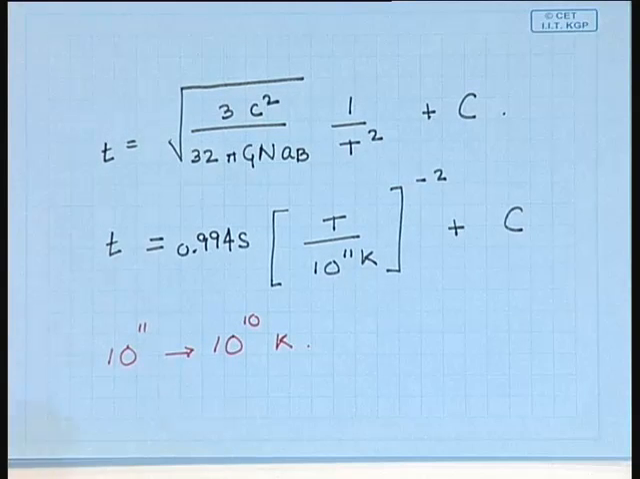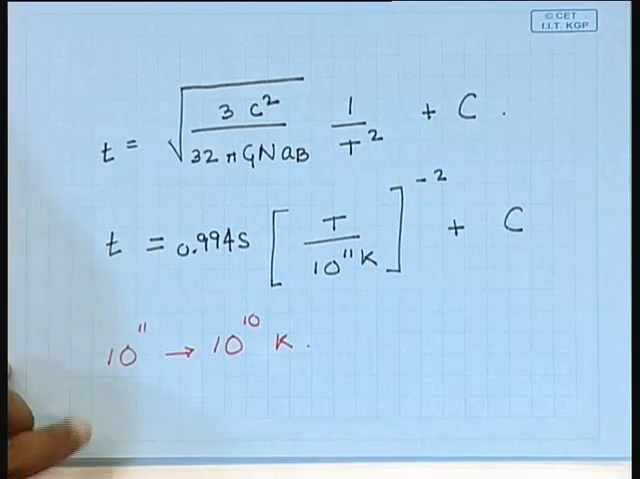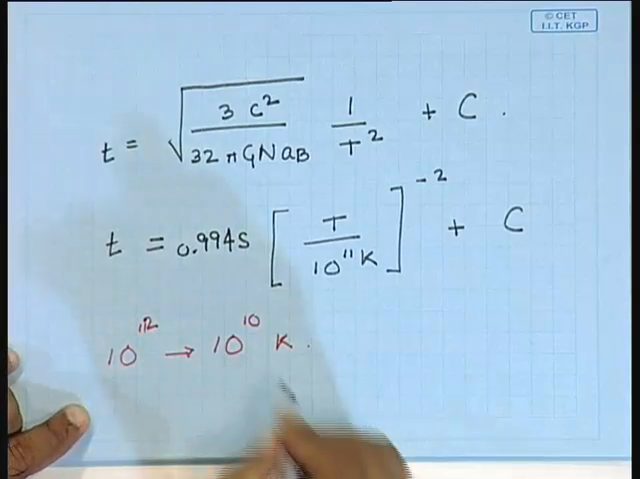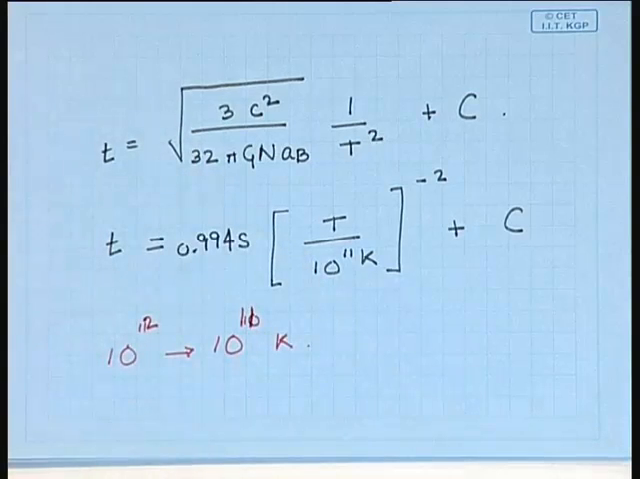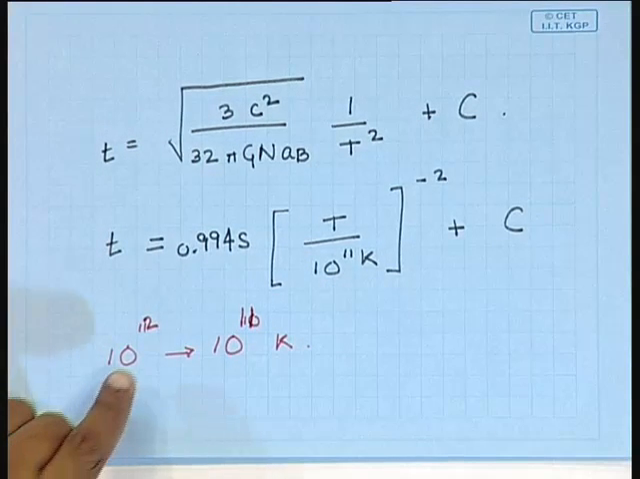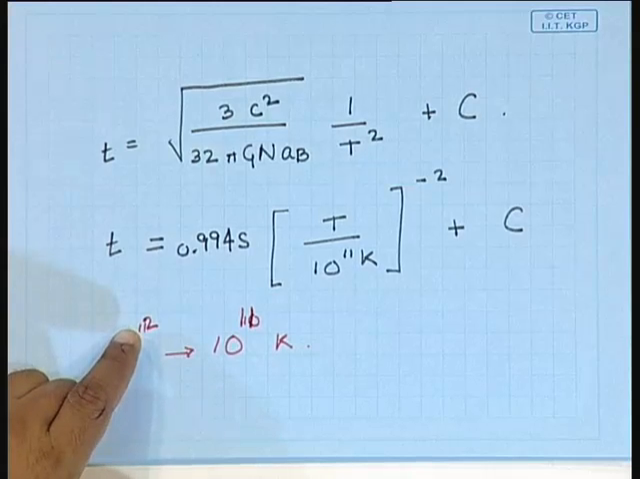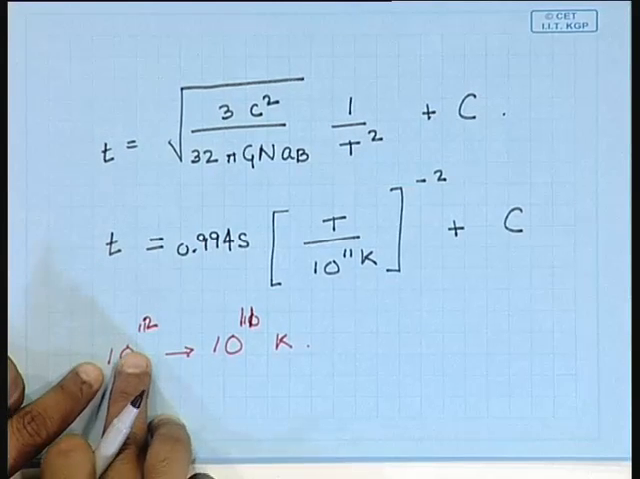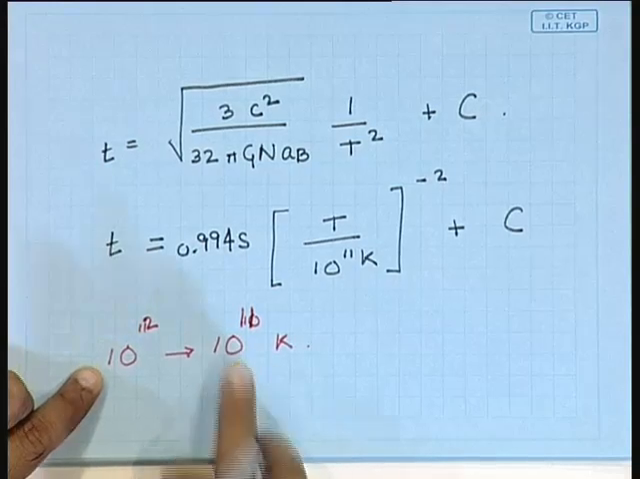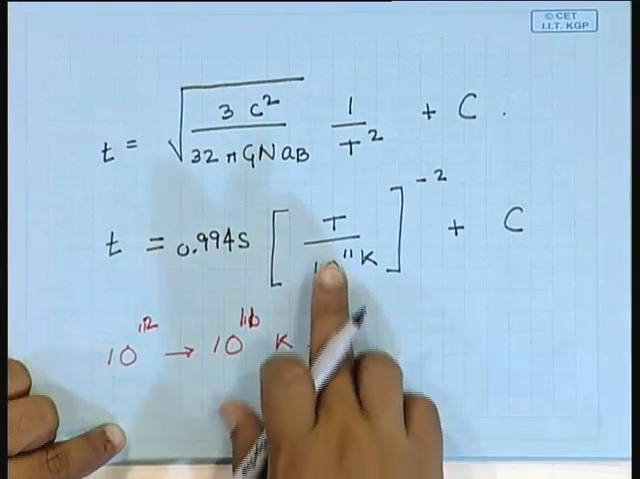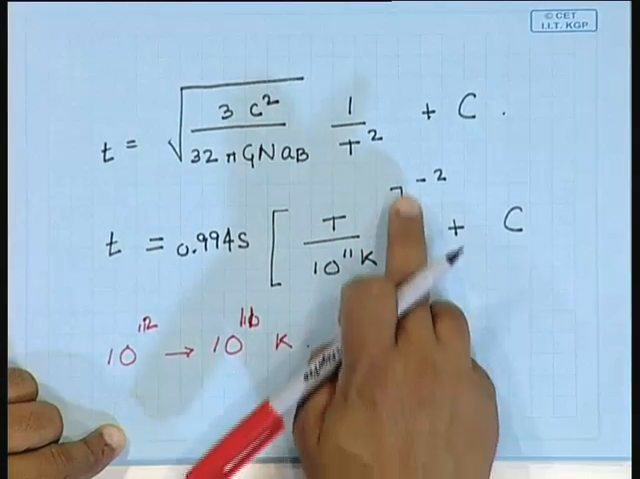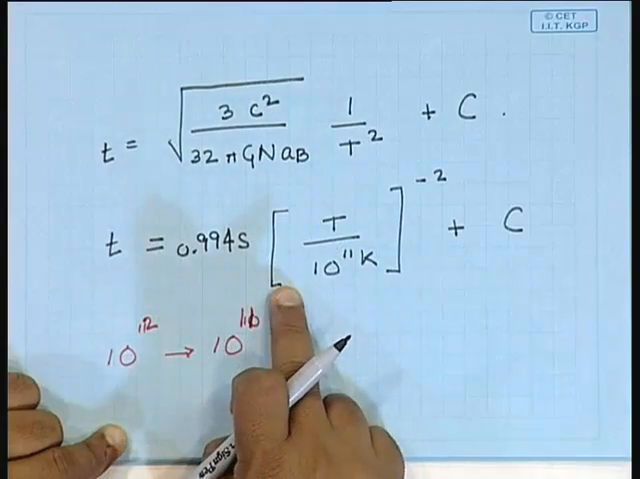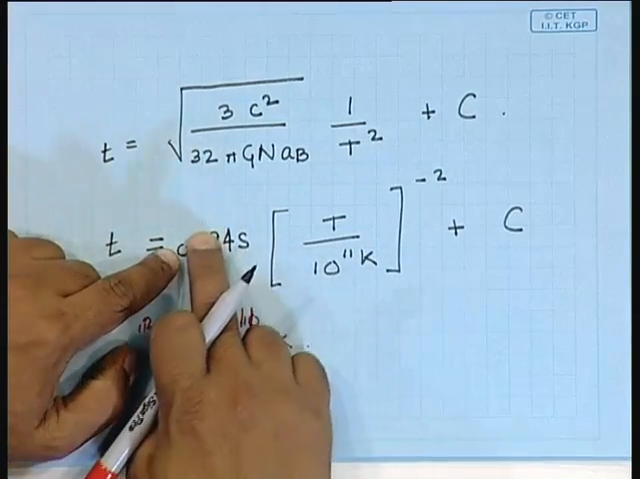Or rather, let me ask the question, how long does it take to fall? This formula will not be valid over here. How long does it take for the temperature to fall from 10 to the power 12 to 10 to the power 11 Kelvin? So, the question is, how long does it take the universe to expand so that the temperature falls from 10 to the power 12 Kelvin to 10 to the power 11 Kelvin? Okay. So, when you put 10 to the power 12 over here, this gives you 10. So, 10 to the power minus 2 is 100. Okay. So, it is 1/100th of this number plus a constant.